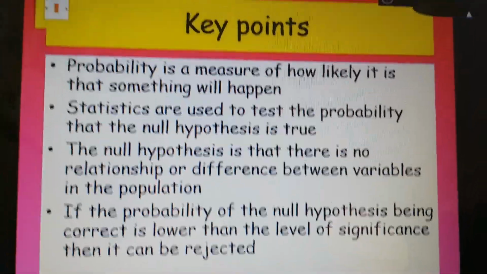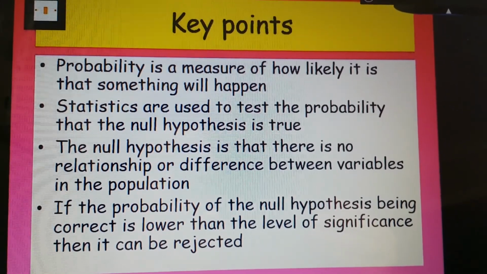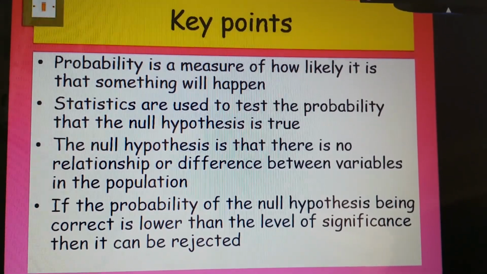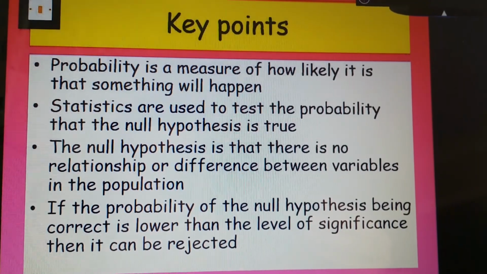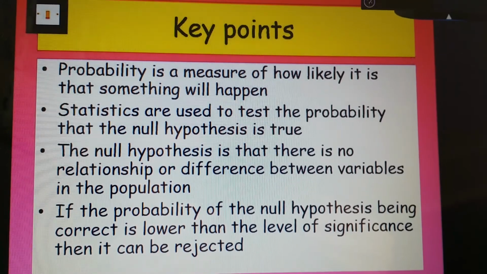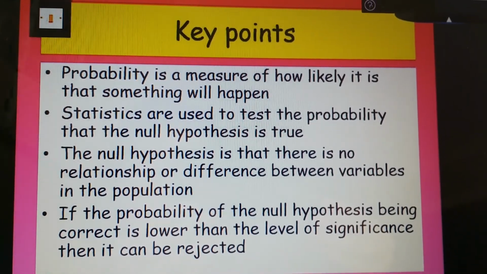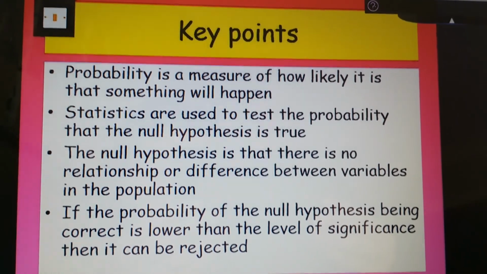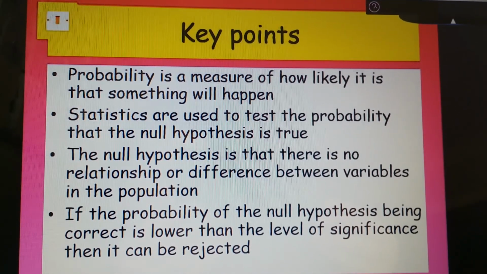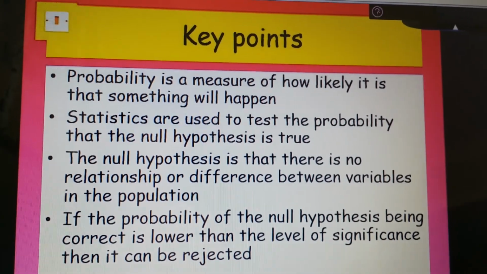So, the key points from this session. Probability is a measure of how likely something is to happen. Statistics are used to test the probability that the null hypothesis is true. The null hypothesis is that there will be no relationship or difference between variables in the population. If the probability of the null hypothesis being correct is lower than the level of significance, then it can be rejected.